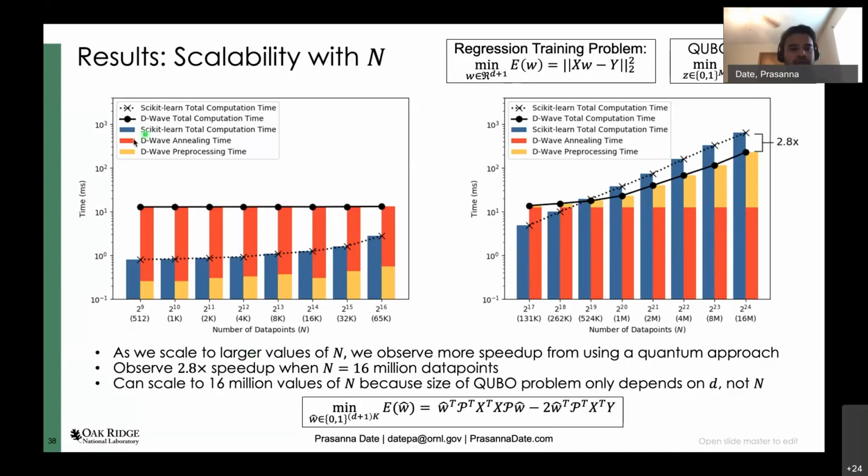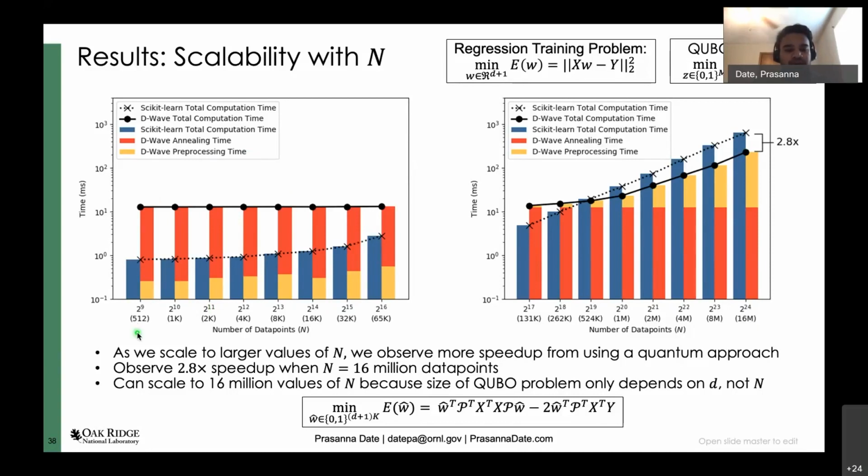The blue bars in both these figures show the scikit-learn total computation time, and the yellow bars show the D-Wave pre-processing time. The pre-processing time consists of converting your regression problem into a QUBO problem. That's the first part. The second part is embedding your converted QUBO problem onto the hardware of the D-Wave quantum computer. That is a different problem, and if time permits, we will get to the embedding part as well. The red bars denote the annealing time, which is the actual time on the D-Wave hardware to solve the QUBO problem.